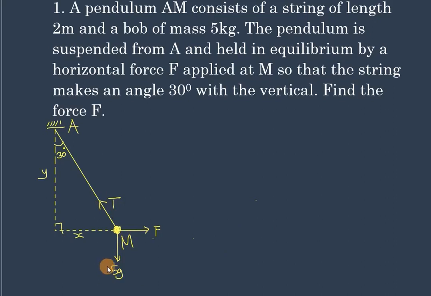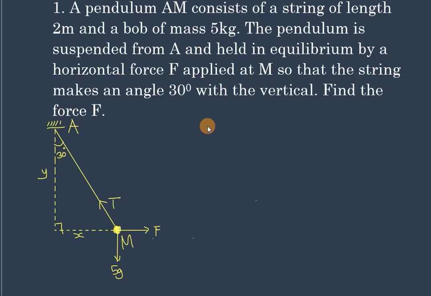Because of this force and the weight of the bob, there will be a tension put up within the string. What we are going to do is assume that point M, the bob, is at a horizontal distance x from the point of suspension, and at a vertical distance y. Then we can get the values of x and y, and we can think of taking moments.